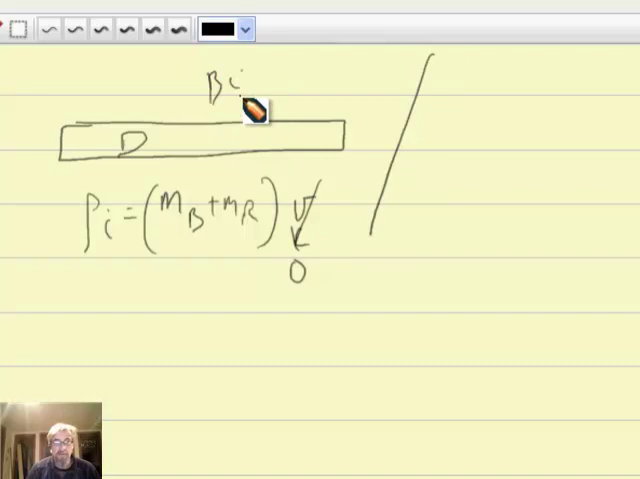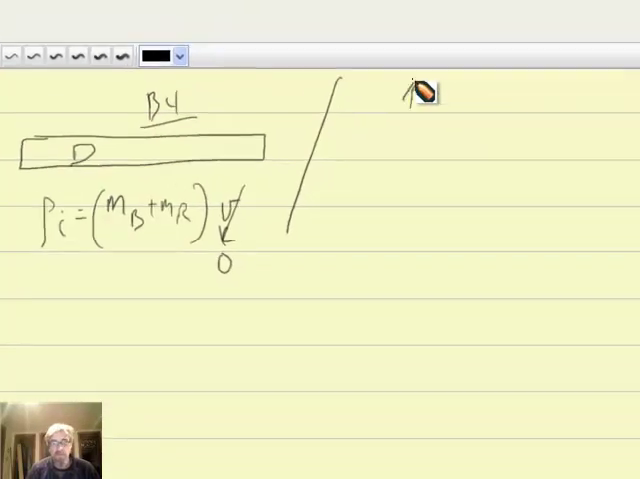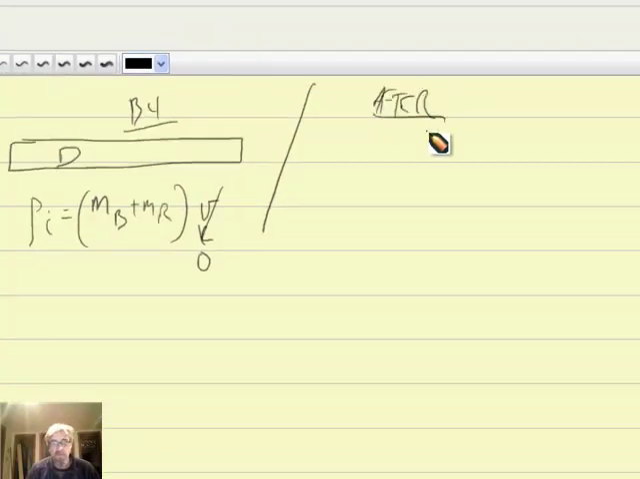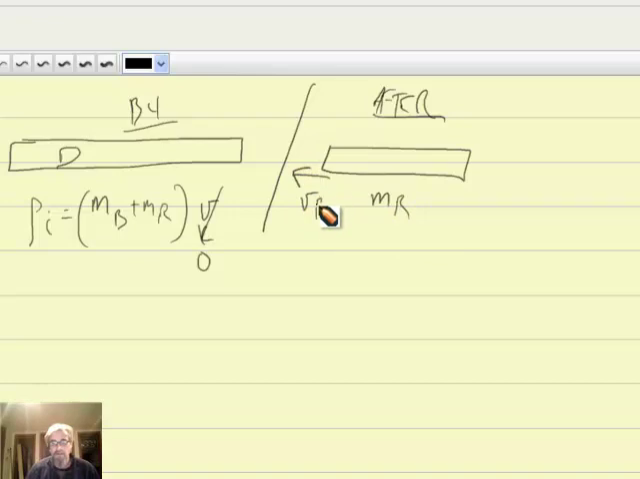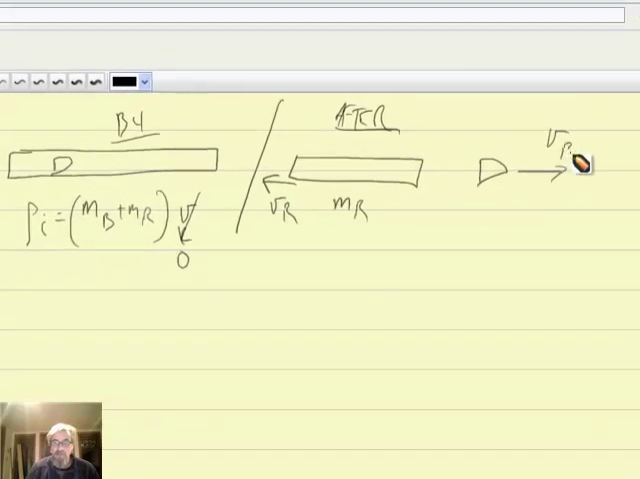That's the before. Here's the after. After the rifle has fired the bullet, now I've got this rifle, which has the mass of the rifle, mr, and it's going to be moving backwards with some velocity that I'll call velocity rifle, vr. The bullet, on the other hand, is going to be moving in the other direction with some velocity I'm going to call vb for bullet, and it's going to have its own independent mass now. It's not part of the rifle.